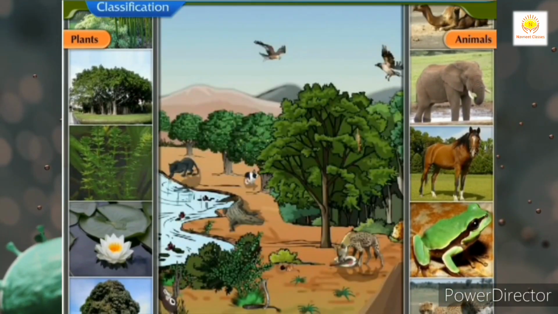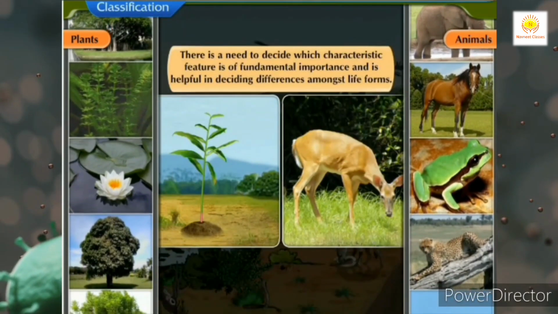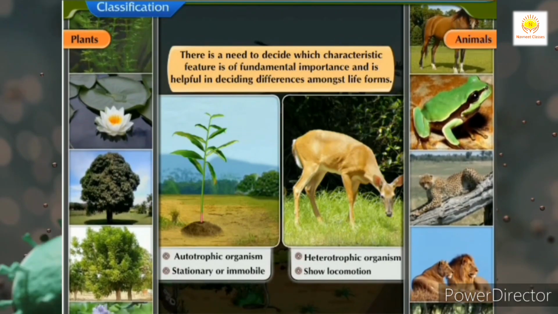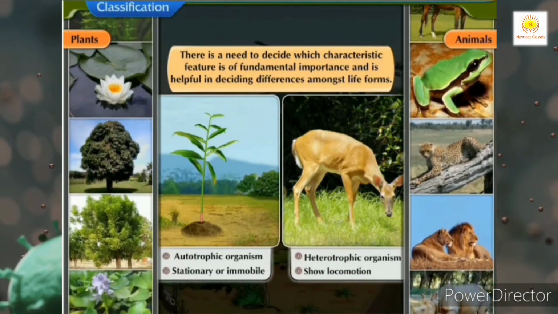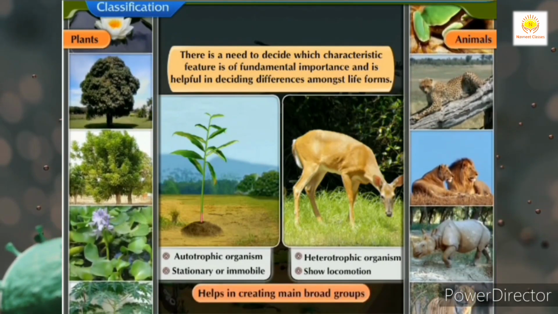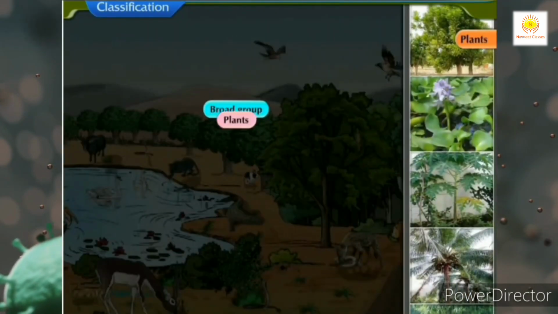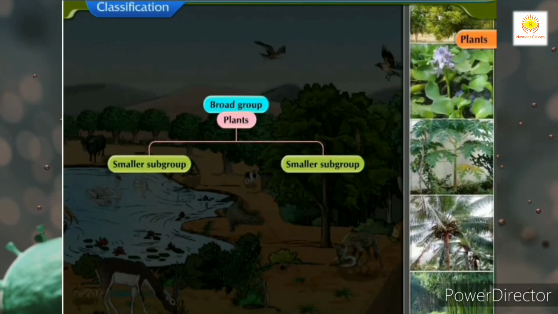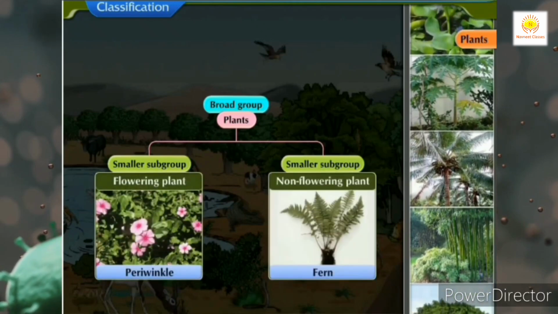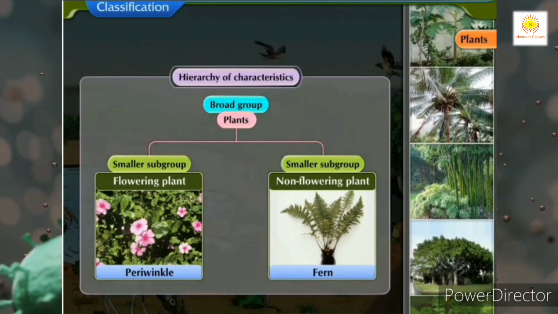To make groups, we have to study different forms. For making a relevant group, there is a need to decide which characteristic feature is of fundamental importance and is helpful in deciding difference amongst life forms. This helps in creating main broad groups, for example, plant or animals. Within the broad groups, smaller subgroups will be decided with the less important characters, for example, flowering or non-flowering plant. This arrangement is called the hierarchy of characteristics.